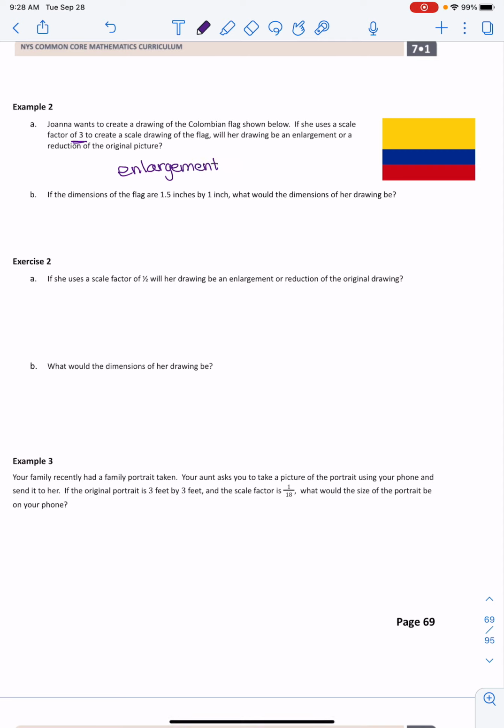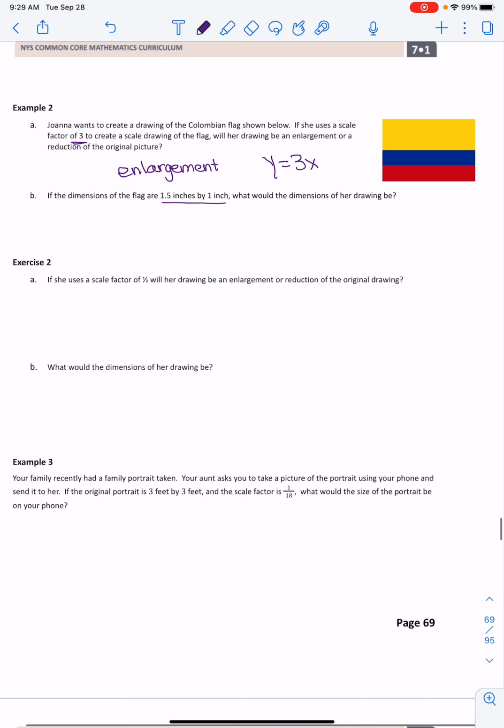And if I were to think about what the equation would be, because 3 is the scale factor and it's also the unit rate, our equation would be y equals 3x. So if the dimensions of the flag are 1.5 inches by 1 inch, what would the dimensions of her drawing be? Well, if I were to multiply our scale factor by these inches, I would be able to find the new dimensions of her drawing.